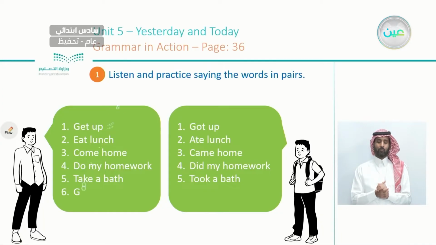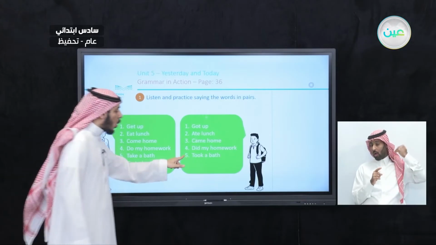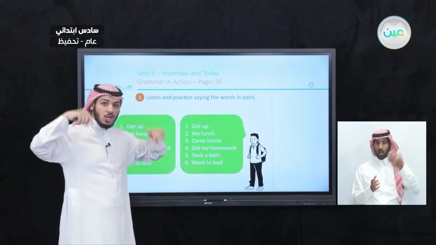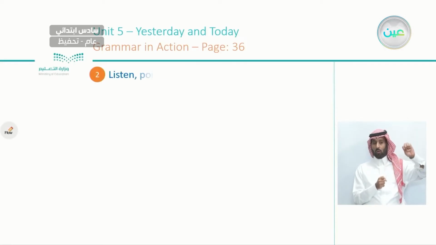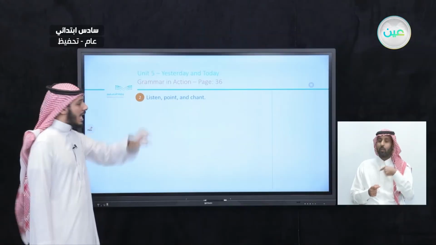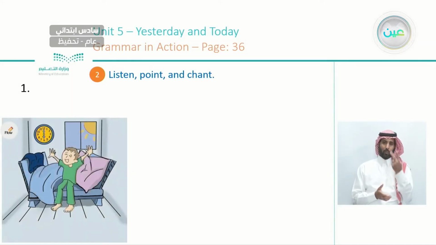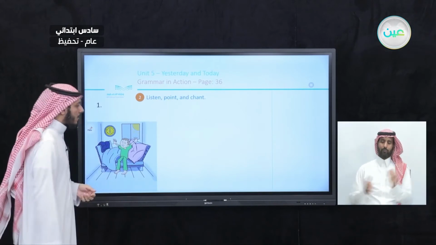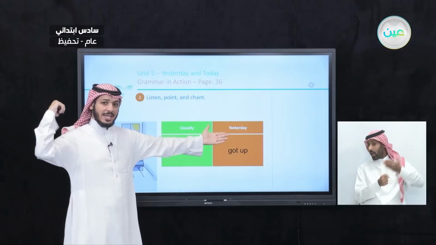Okay. Number 6, go to bed. In the past, you will say went to bed. Went, go, went, go, went. Excellent. Okay. Now, we have number 2, listen, point, and chant. So listen, point with your finger, and chant, say it together. Okay, so number 1, we have this boy, and this boy is getting up from sleeping. Okay, so we have usually and we have yesterday.